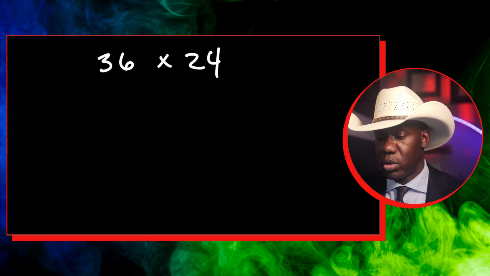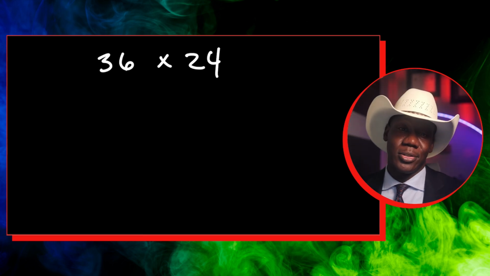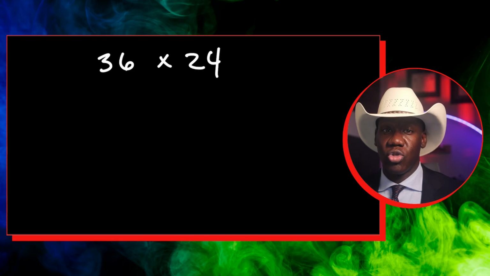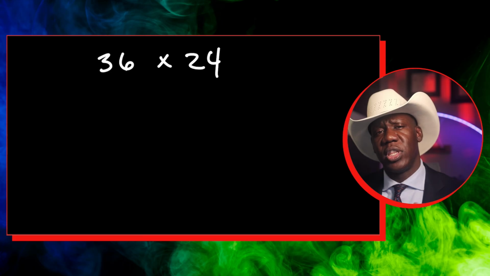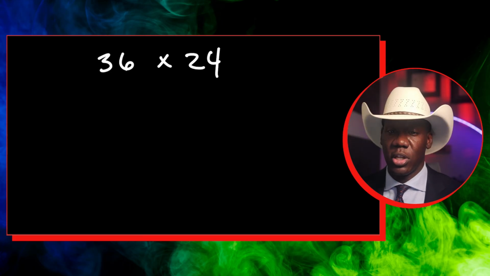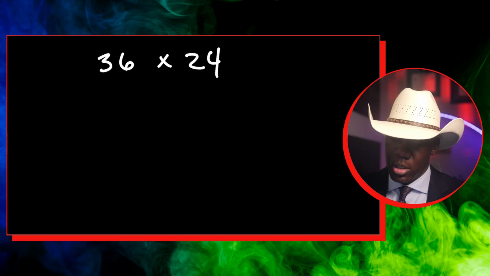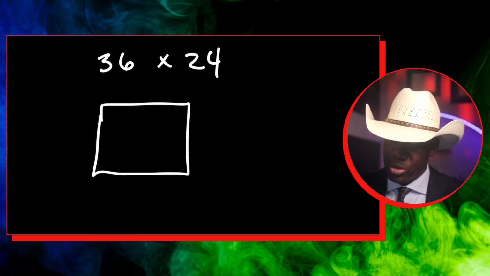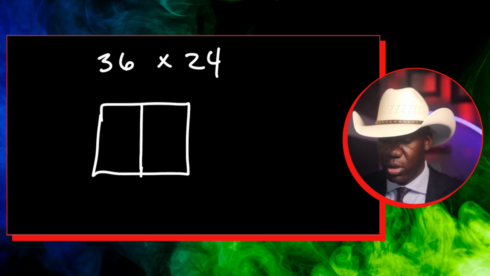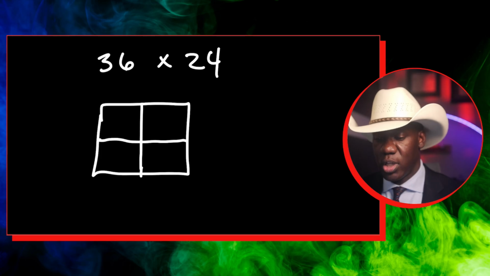The next problem we're going to work on is 36 multiplied by 24. All right, just like the last problem, we have to draw a box for the numbers that we have, our factors. Now, this has two-digit numbers. Therefore, we're going to need a larger box. So we're still going to have 2 columns for the 2-digit number, but now we're also going to have 2 rows to accommodate for our other 2-digit number.